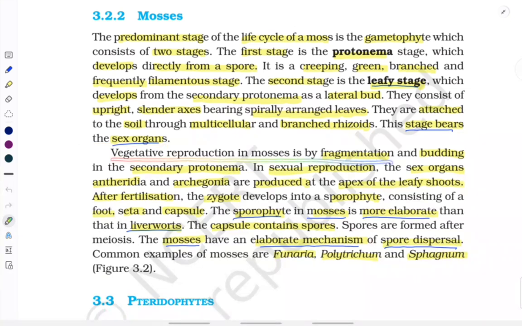Vegetative reproduction in moss is by fragmentation and budding in the secondary protonema. In sexual reproduction, the sex organs, antheridia and archegonia, are produced at the apex of the leafy shoot. After fertilization, the zygote develops into a sporophyte consisting of foot, seta and capsule. The sporophyte of the moss is more elaborate than that of the liverwort. The capsule contains spores, formed after meiosis. An elaboration can be seen in spore dispersal as compared to liverworts. Common examples of mosses are Funaria, Polytrichum and Sphagnum.